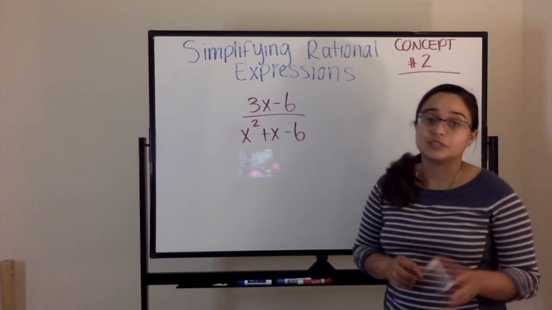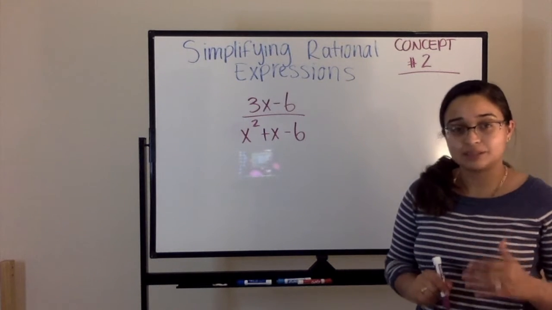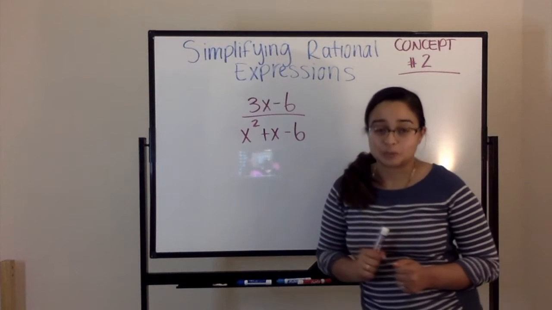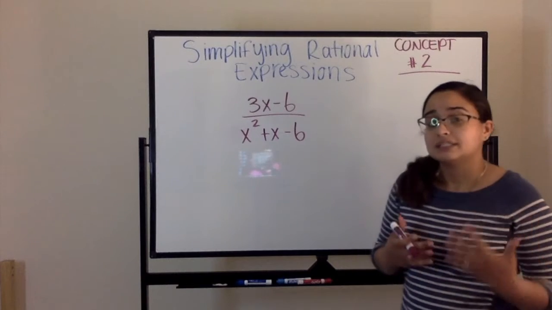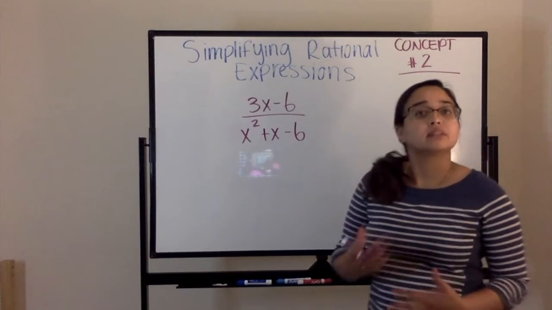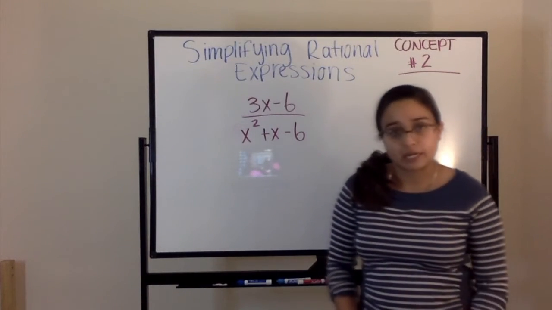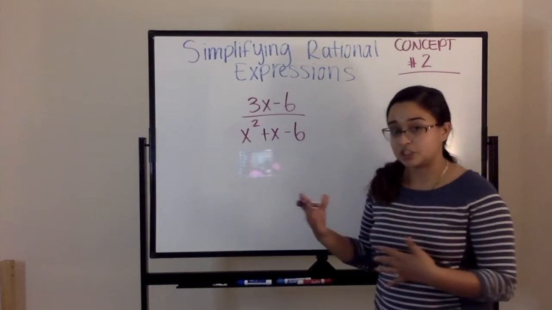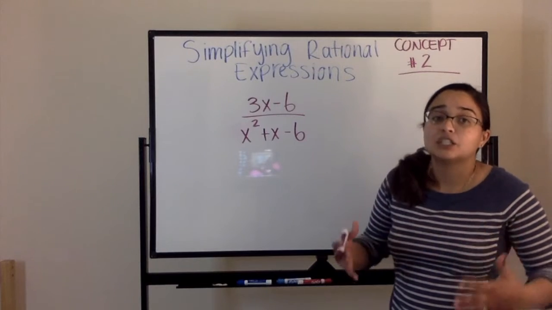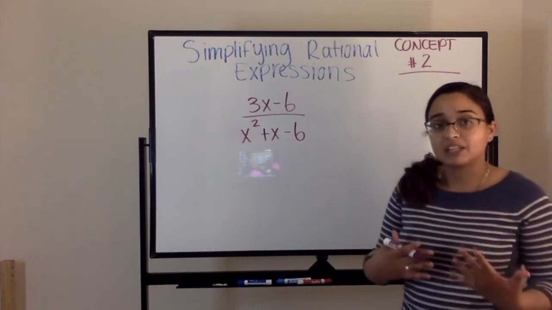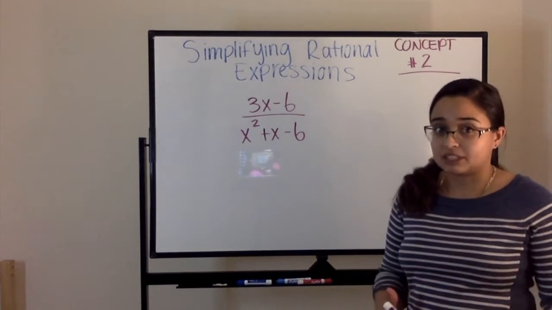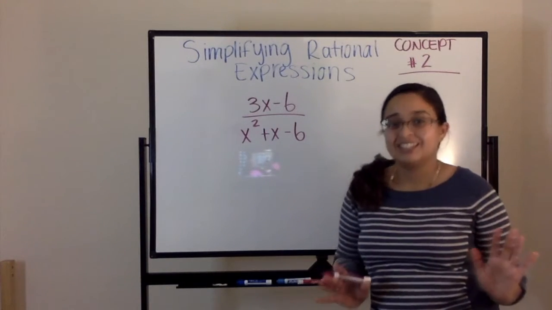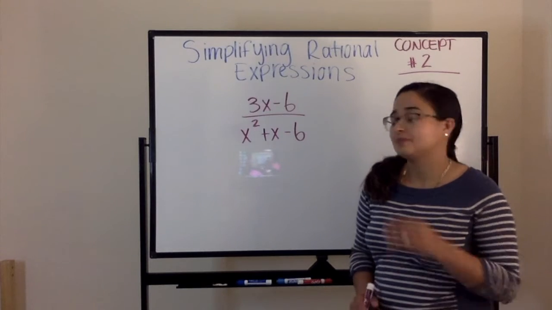Today we're going to continue with concept number 2, which is simplifying rational expressions. Today we're going to be doing something very similar to what we saw Friday, but this time our rational expression actually contains a trinomial. So when factoring it, we would take a few different steps, something that we have seen before, so don't freak out. It's just a little refresher.